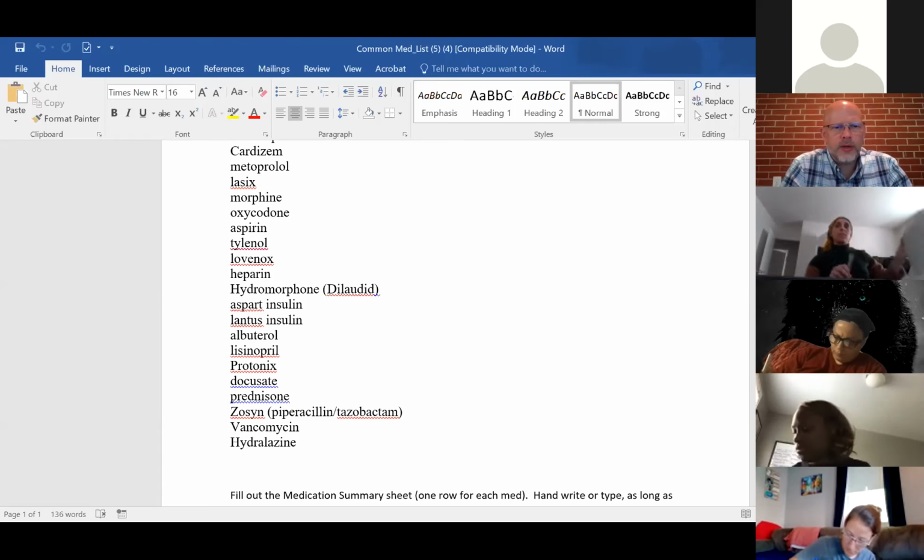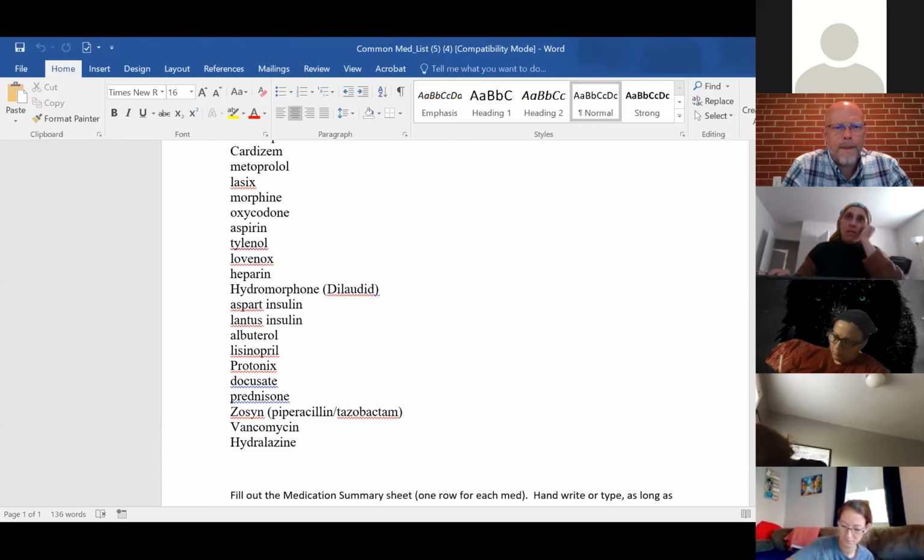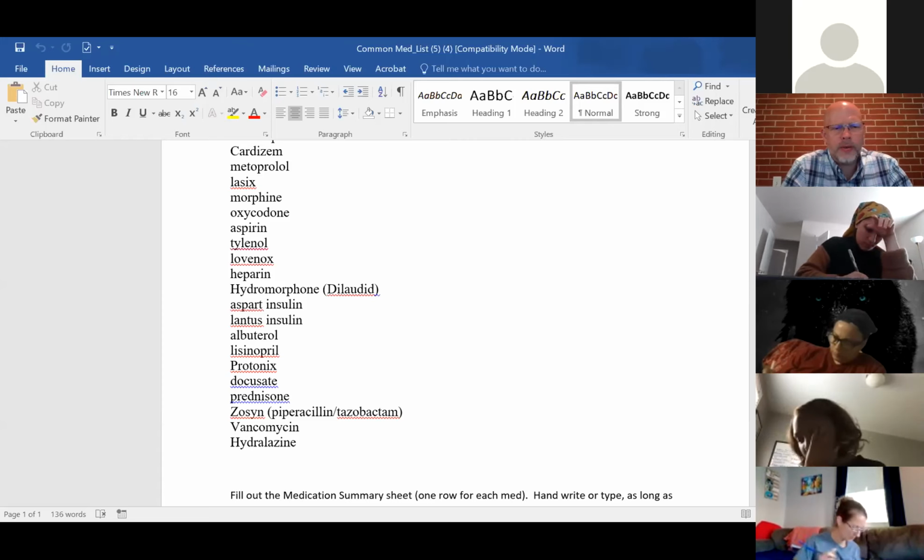Side effects could include things like flushing, orthostatic hypotension. What would we want to check before we give it? Vitals. Heart rate and blood pressure. Good. Some of your calcium channel blockers will affect just the peripheral system, and some will also affect heart rate. Amlodipine is not going to impact the heart rate, but it will impact the peripheral circulatory system in that it will dilate the arteries.